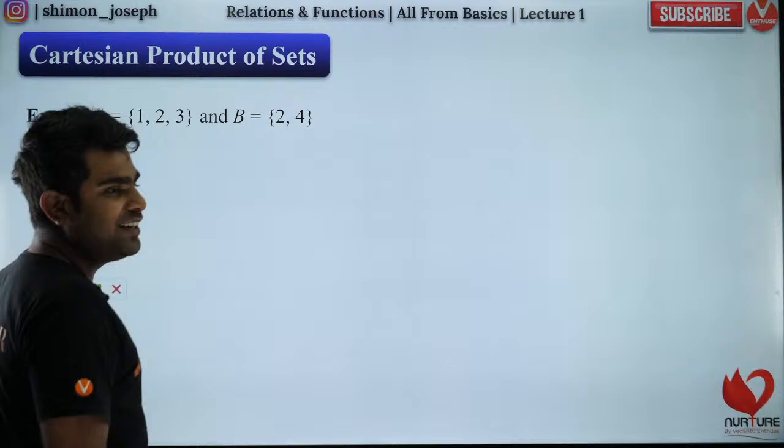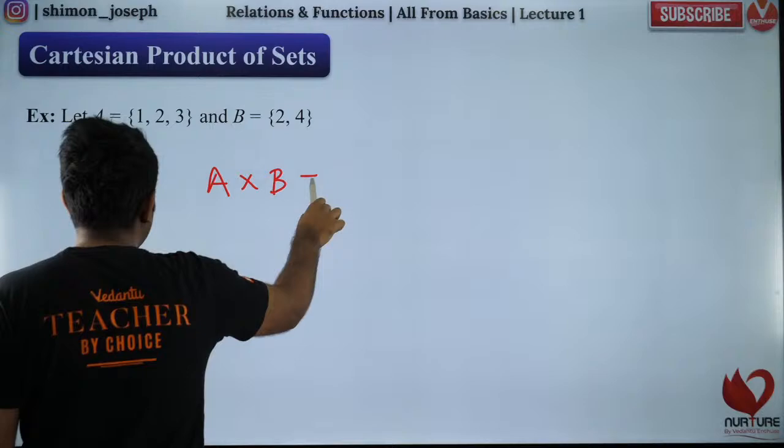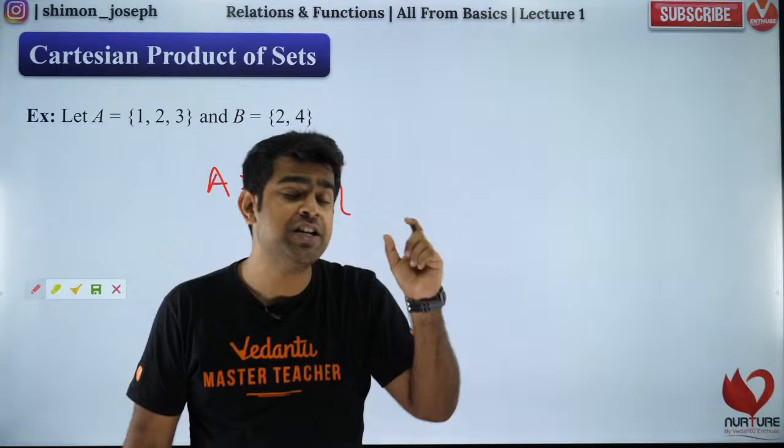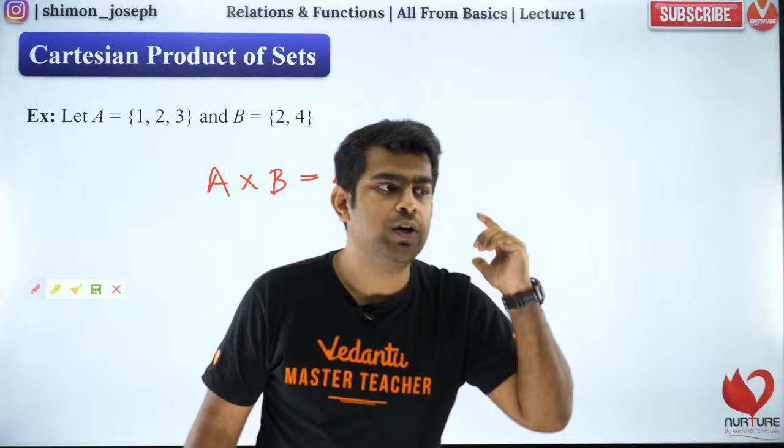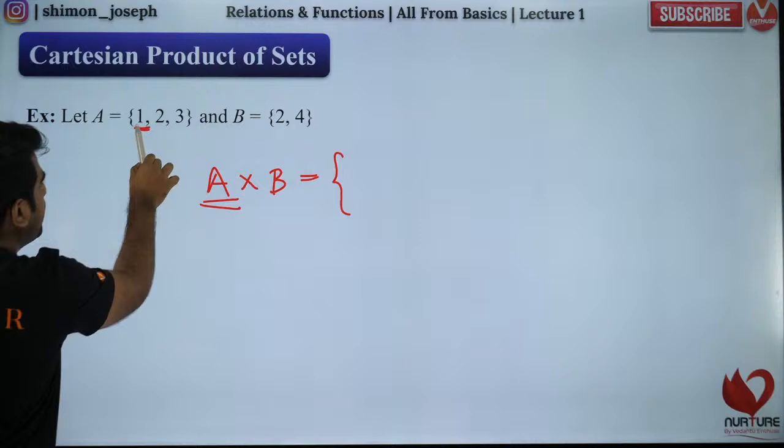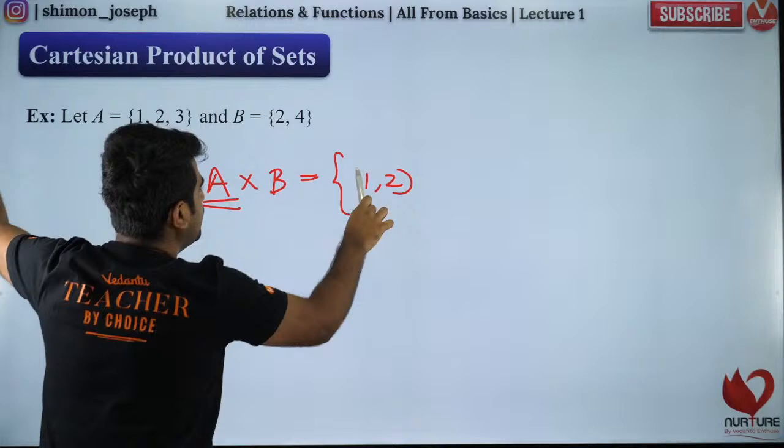So I told you I want to find A cross B, right? So how do you find A cross B? A cross B is nothing but it contains all the ordered pairs A comma B such that small a belongs to capital A and small b belongs to capital B. So that is what we want to do. Let's see how to do that. So first, what is the technique? A cross B means I start with elements of A. So let's pick one first. With one, I will complete ordered pairs with these two elements. So I'm going to do 1 comma 2 and I'm going to do 1 comma 4. That's it. One is over. One's quota is done.